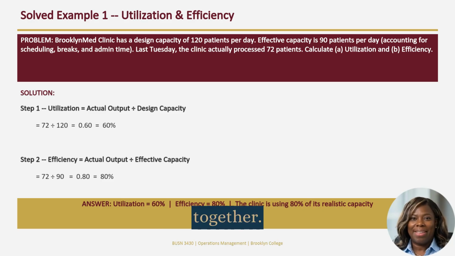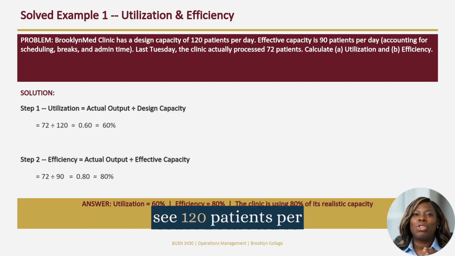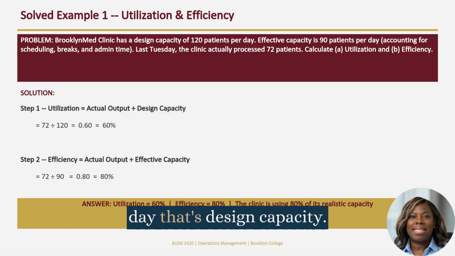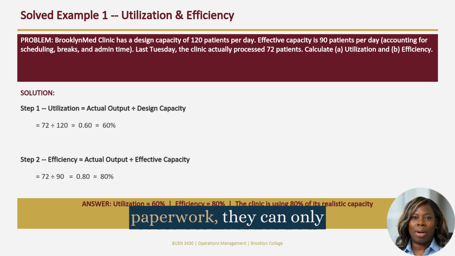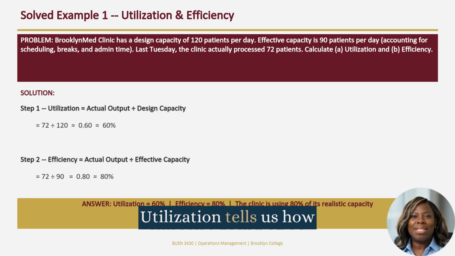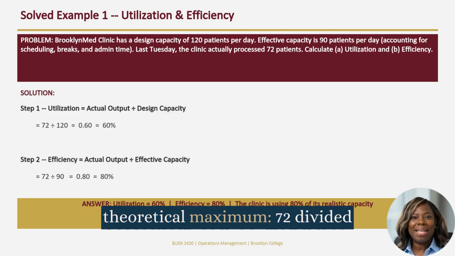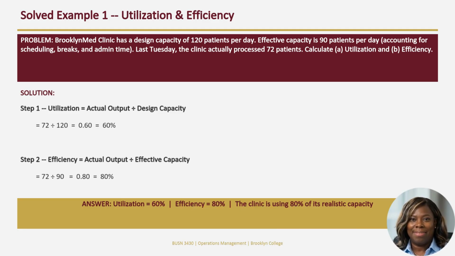Let's work through this together. Brooklyn Med Clinic can theoretically see 120 patients per day. That's design capacity. But realistically, with scheduling gaps, lunch breaks, and paperwork, they can only handle 90. That's effective capacity. Last Tuesday, they saw 72. Utilization tells us how we're doing against the theoretical maximum. 72 divided by 120 equals 60%.